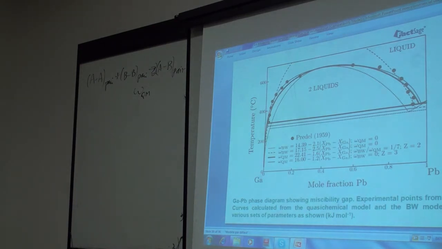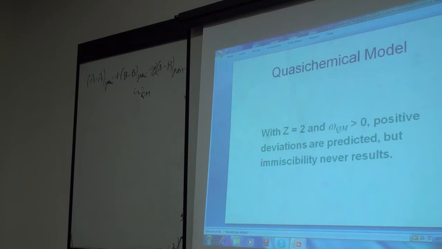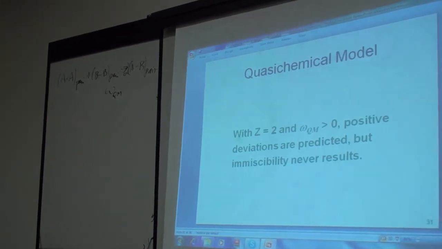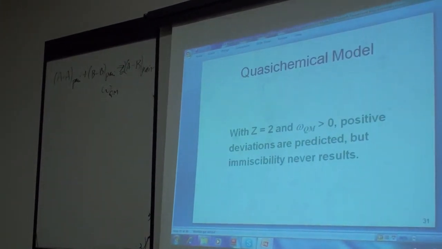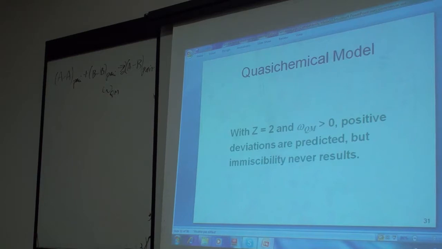Okay, so with the quasi-chemical model with Z equals 2, and omega quasi-chemical greater than 0, positive deviations are predicted, but a miscibility gap never results. This is rather interesting.